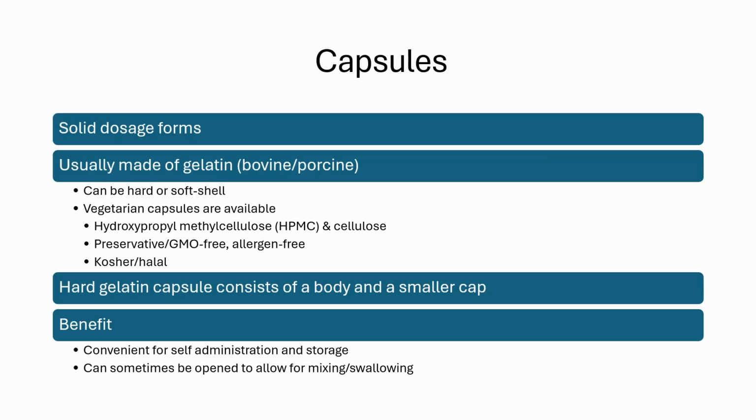Capsules are a solid dosage form. They are usually made of gelatin. Gelatin is a protein from animal collagen. These are usually derived from porcine and bovine sources. They can either be hard or soft shell.